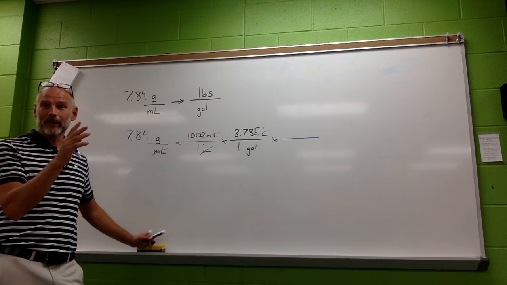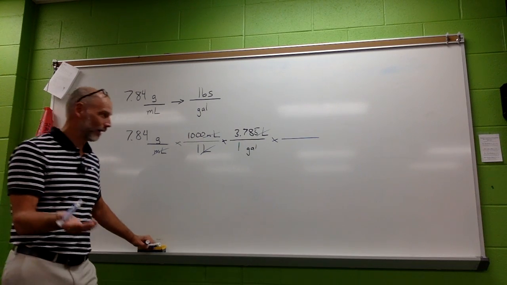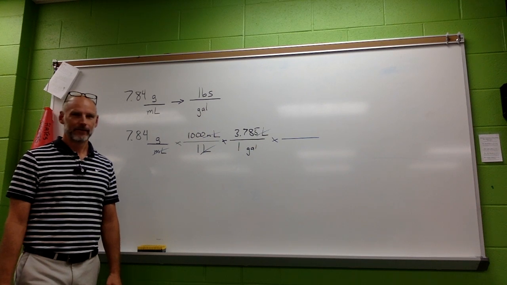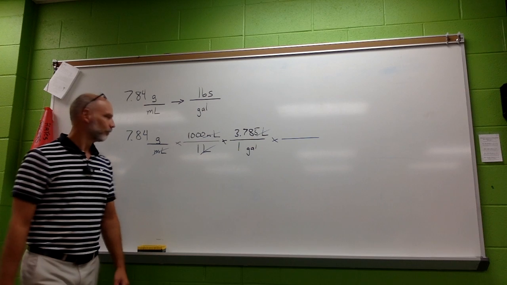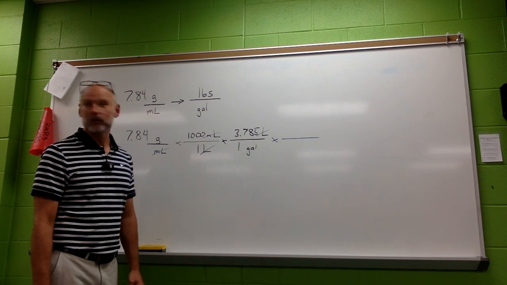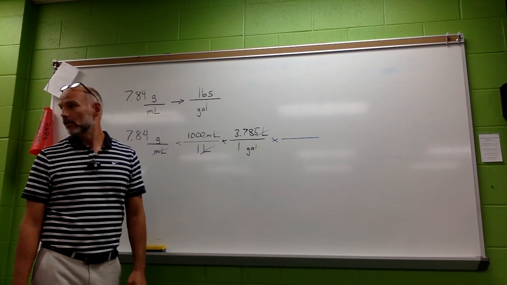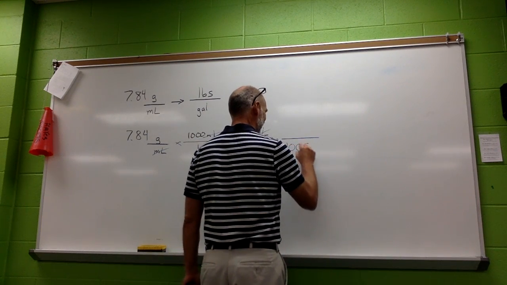We're going from grams to kilograms directly. Okay, so what's going to go where? The 1,000 grams are going to go on top. Everyone concur? 1,000 grams go in the numerator, and the kilogram goes in the denominator.